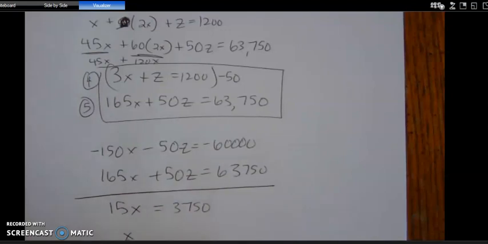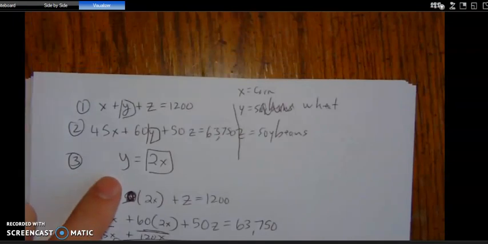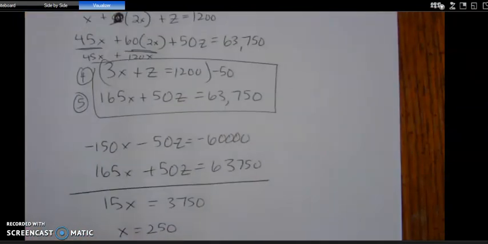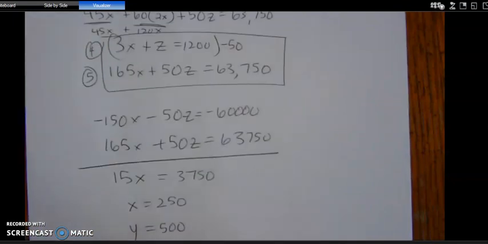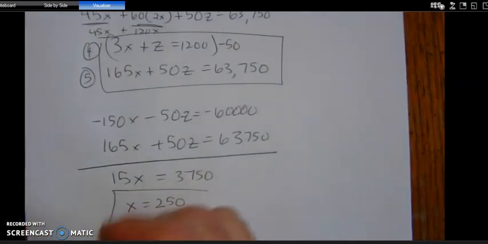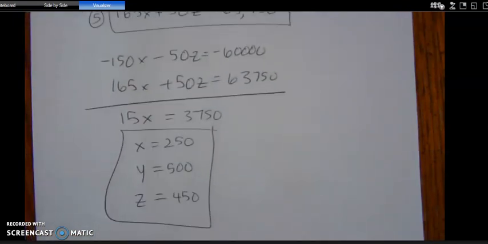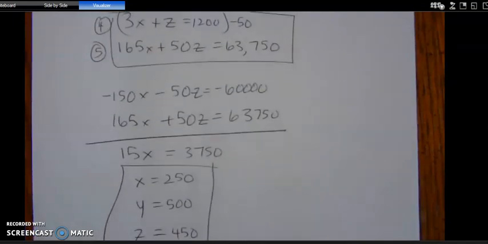3,750. Divided by 15, x is 250. Up here we said that y is twice x, so that means y is 500. And we know that x plus y plus z is equal to 1,200, so that would leave 450 for z. So that is the solution to the agriculture problem.